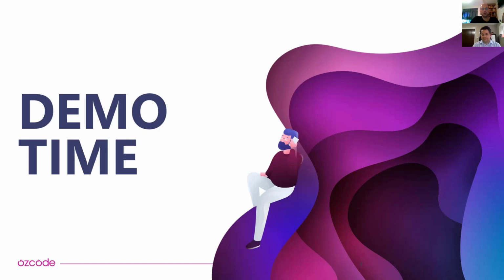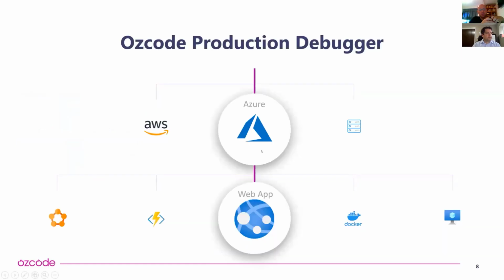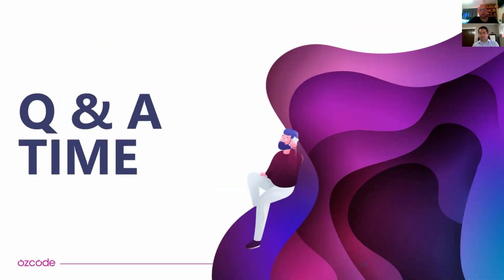So that's an interesting question. The Ozcode Production Debugger does share quite a bit of its code with the Visual Studio debugger. There's quite a lot of code reuse. It is important for me to say, because the question was targeting the cloud specifically, that the production debugger is not just for the cloud, and it's also not just for production.